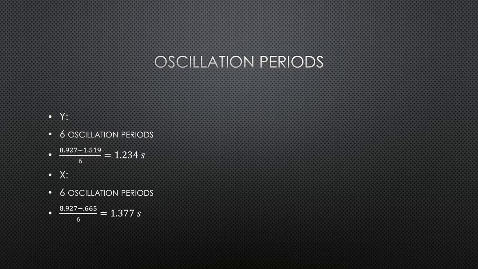The second What Does It Mean question asked, using the data you obtained in Tracker, make two separate estimates of oscillation periods, first by estimating the period of oscillation from the x position, and second by estimating the period of oscillation from the y position, and compare the two estimates and discuss. Looking at my data, I had 6 oscillation periods for the x and the y. So I took the final y time and the initial y time for the oscillations and divided it by the number of periods to get 1.234 seconds per period. And for the x, I did the same exact thing, however, I got 1.377 seconds per period. This means that the y is oscillating faster than the x.